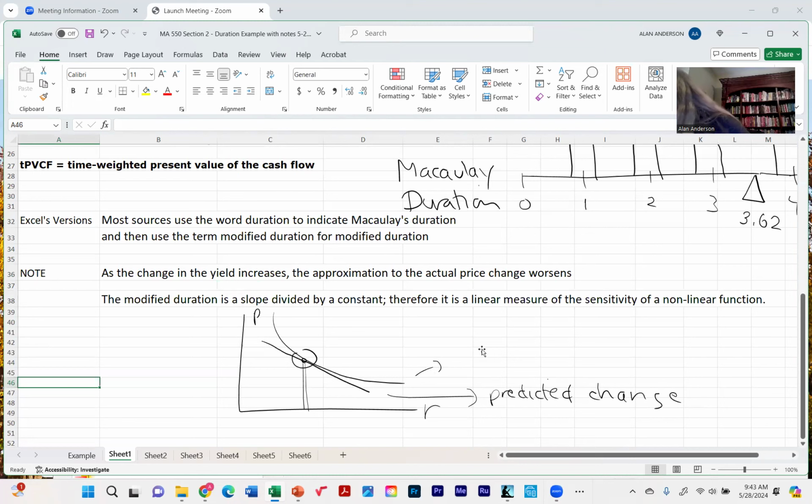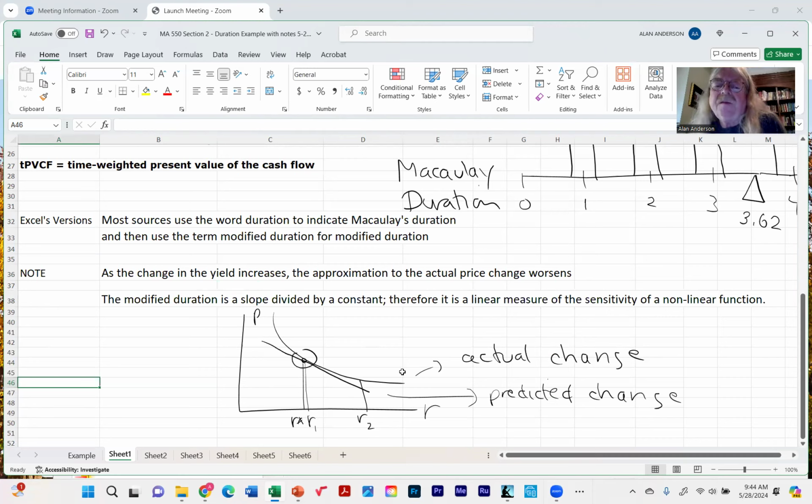The curve is the actual change, because that is the price yield curve after all. So if I let the yield, let's say here's my initial yield, I'll call it R star. If it goes to here, R1, I'll call it, then you could see that the price will be pretty close. But if I move it way out here somewhere to R2, there's getting to be a pretty significant gap between that curve and that straight line.